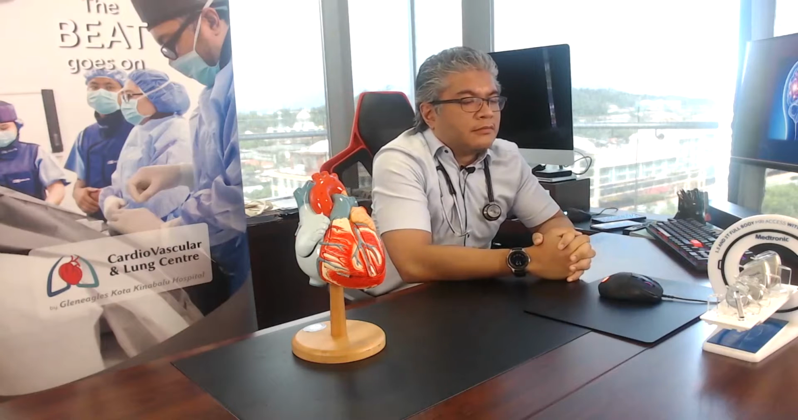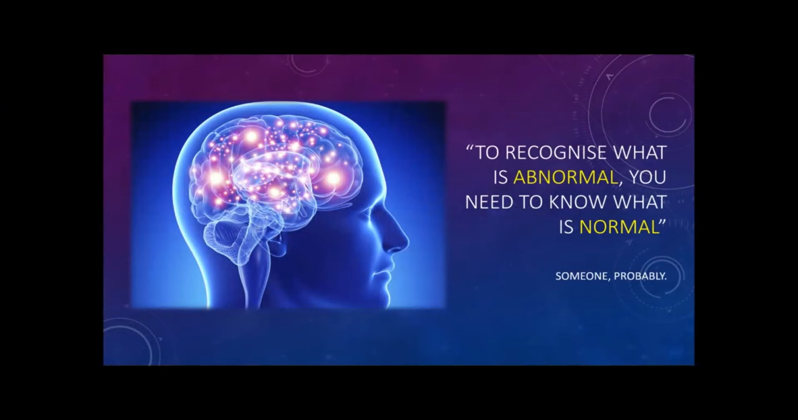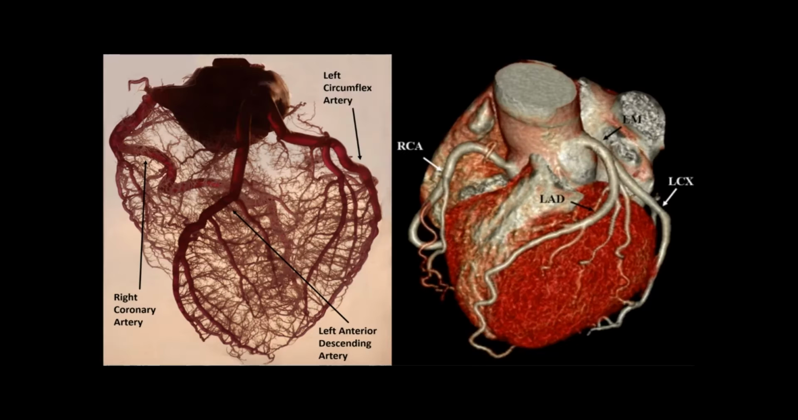Now, I swear that somebody said this to me once, and I think it's a quote, but I can't really find it. So for now, let's just say I said it. To recognize what is abnormal, you need to know what is normal. So first we'll start with the normal coronary arteries of the heart.